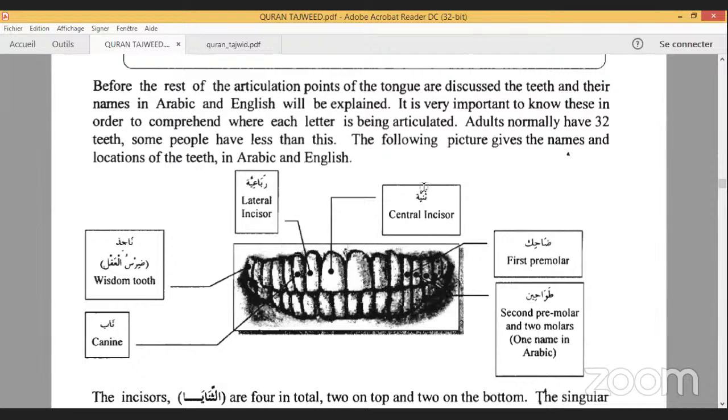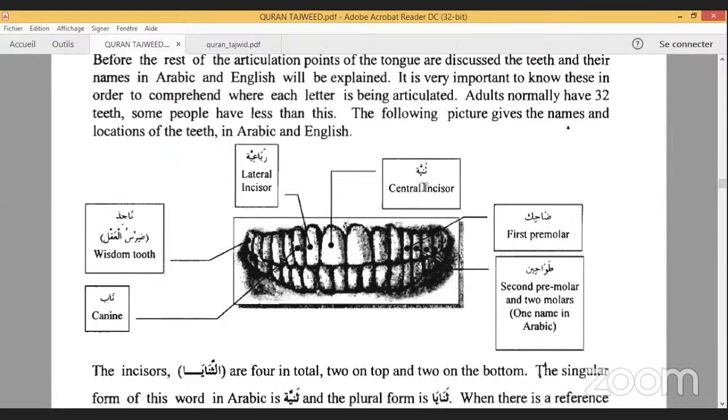So before the rest of the articulation points of the tongue are discussed, the teeth and their names in Arabic and English are explained. It's very important to know this order to comprehend well how each letter is being articulated. Adults normally have 32 teeth. Some people have less than this, which is no problem. The following picture gives the names and locations of teeth in Arabic and English.